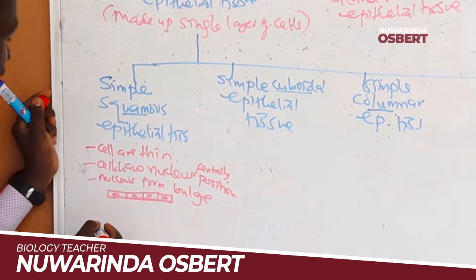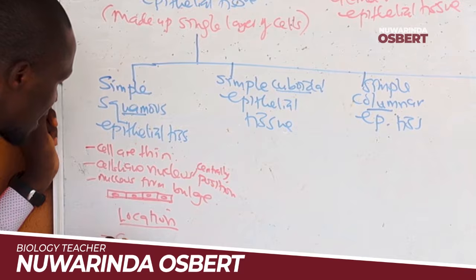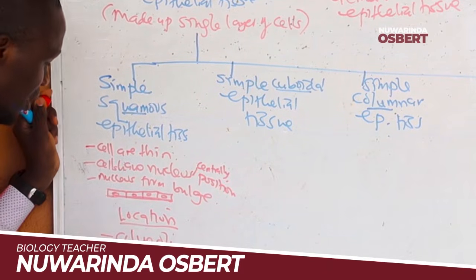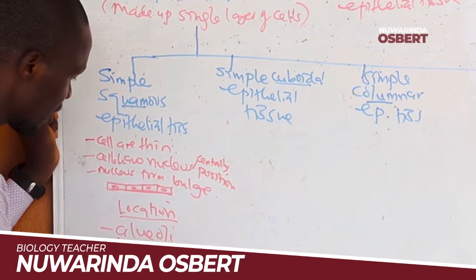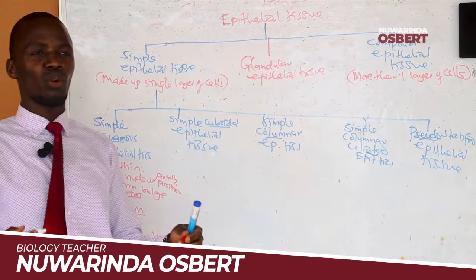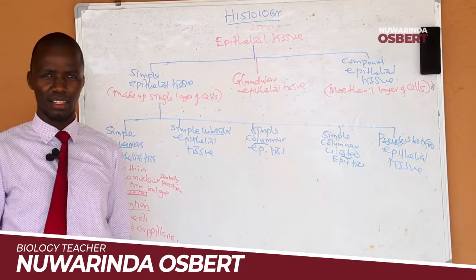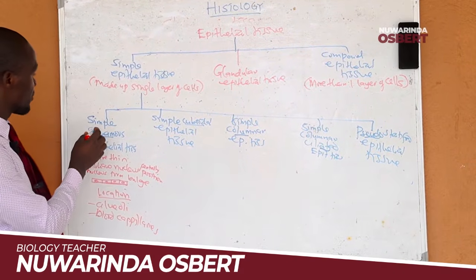That is one. Now we are saying location. Where is the location? We are saying this one is located in areas like alveoli, areas like blood capillaries. Why? Because within these areas we need a short diffusion distance, and therefore the thin nature provides that. So that is it with the simple squamous epithelial tissue.